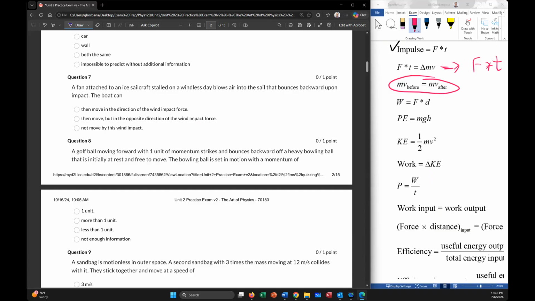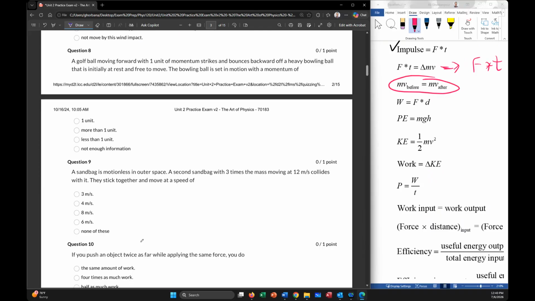Let's say you have an object that is stationary. You just exert a very big force in a short time. What happened? The object moved in the direction of the impact force. So what is the right answer then? It moves in the direction of the wind impact.